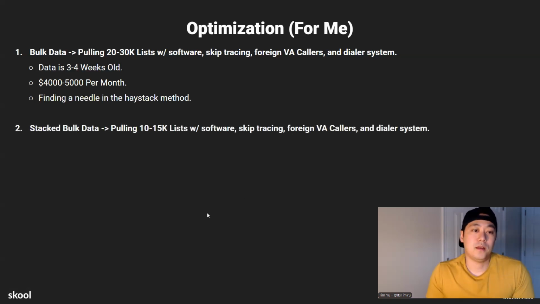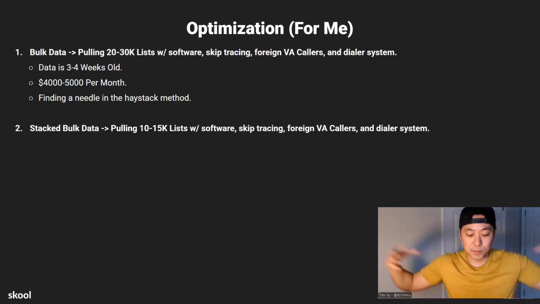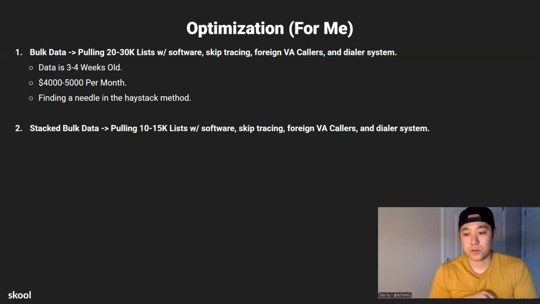Number two, we're still doing bulk data. Instead of 30,000, we're doing 10 to 15,000 records. And this is usually niche stack data where a lot of data providers will say this is our AI list. So these are more specific. This is not like bulk data. This is more like, hey, maybe you're focusing on low equity. Maybe you're focusing on expired listings. Maybe you're focused on something else, right? There's a certain niche to it.